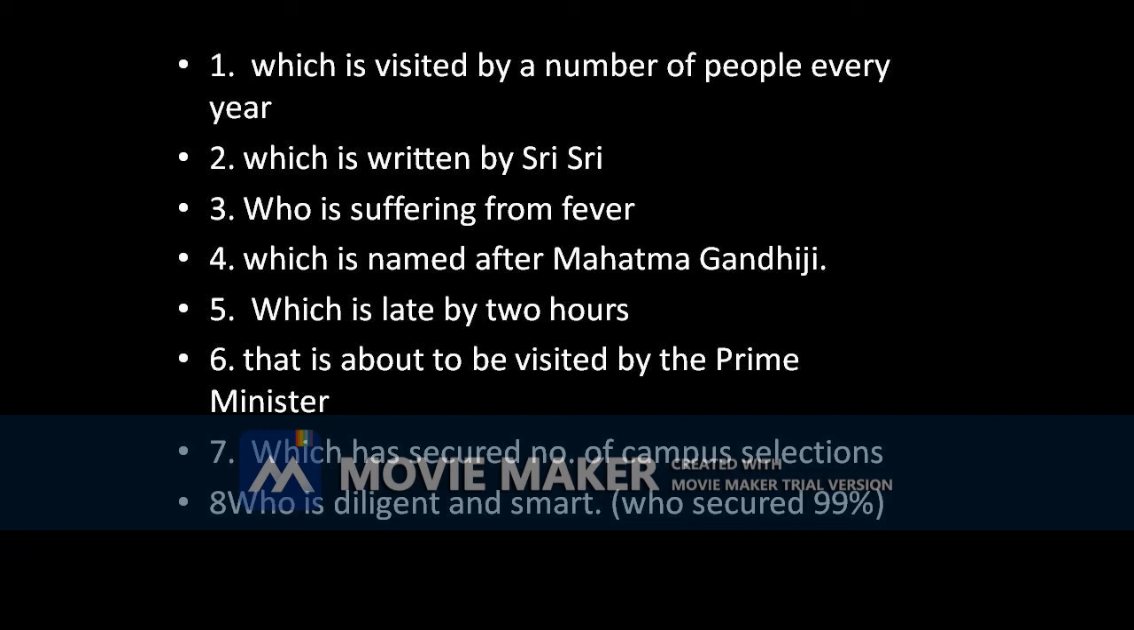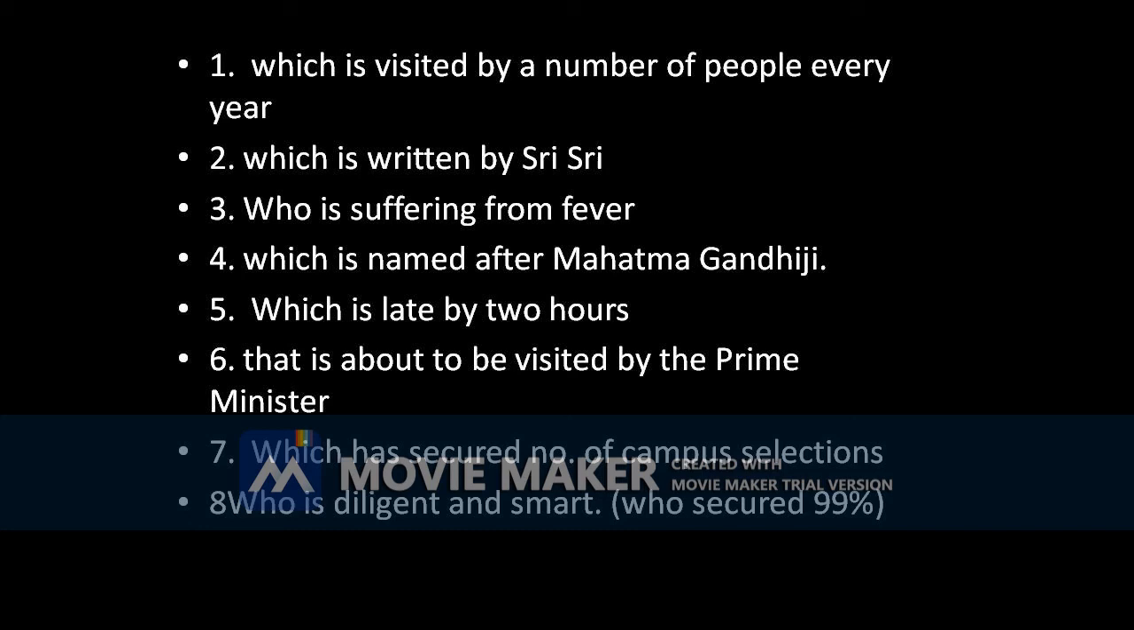Now let me use the second one for you. This is a famous engineering college. College means a non-living thing, so we should use which. This is a famous engineering college which has secured a number of campus selections. So like that I can use it. Otherwise I can use good lecturers are working here: This is a famous engineering college which has a number of good lecturers. Like that also I can combine the sentence.